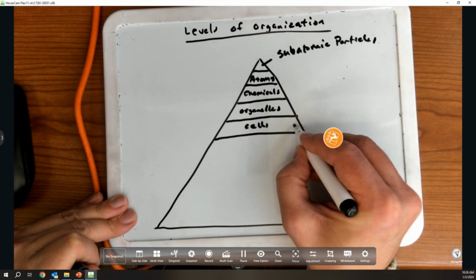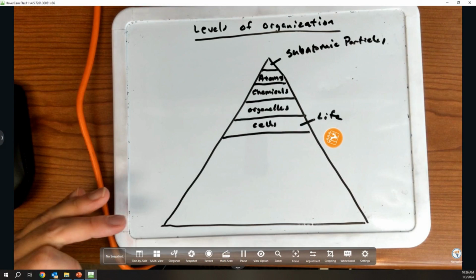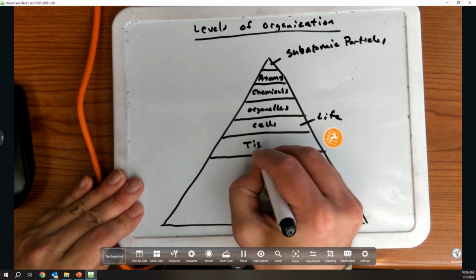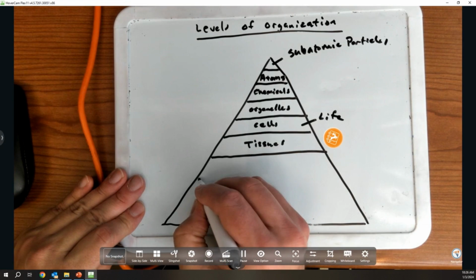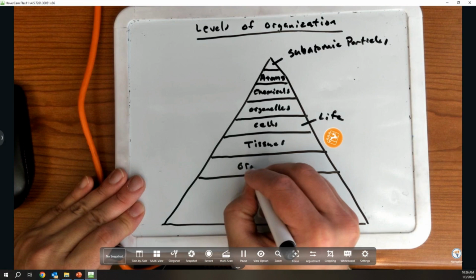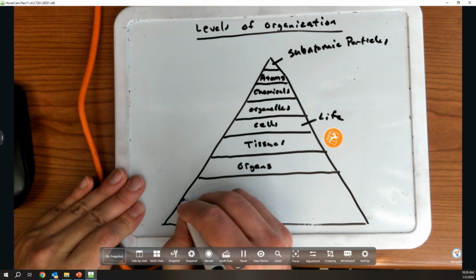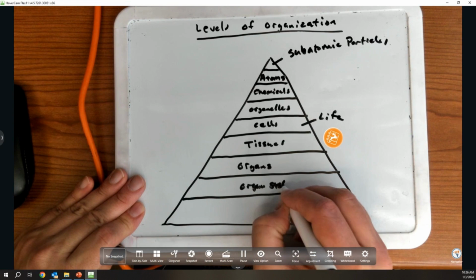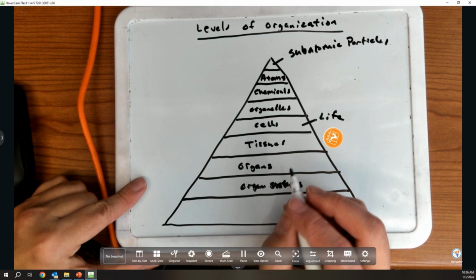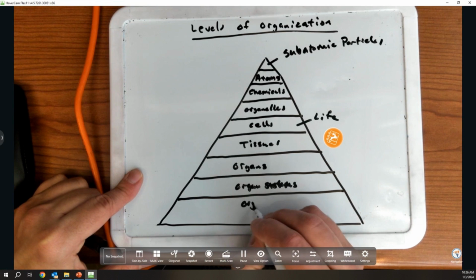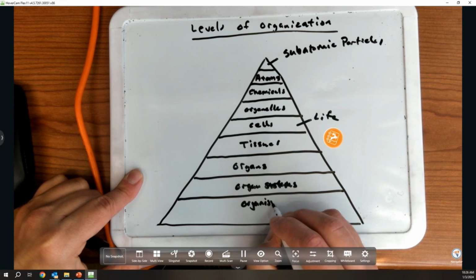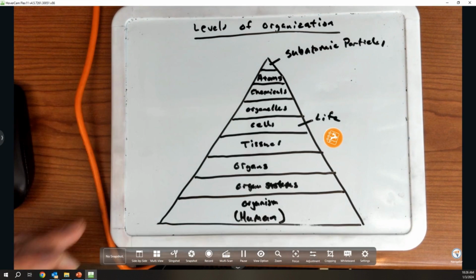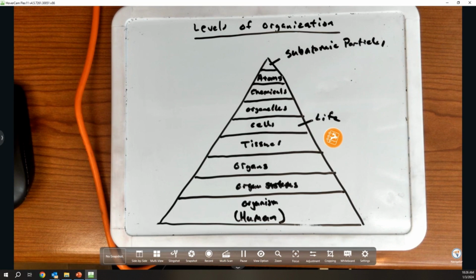And the organelles come together to make cells, which is the simplest unit of life. And cells come together to make tissues, like what we're seeing in lab. And tissues make organs. And organs come together to make organ systems. And the organ systems come together to make the organism, human. Okay, a human.